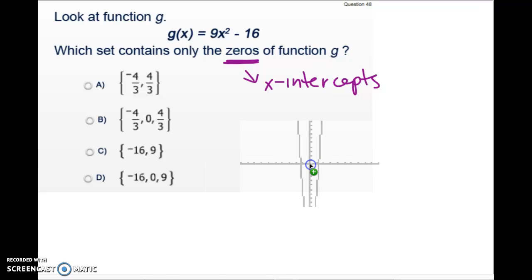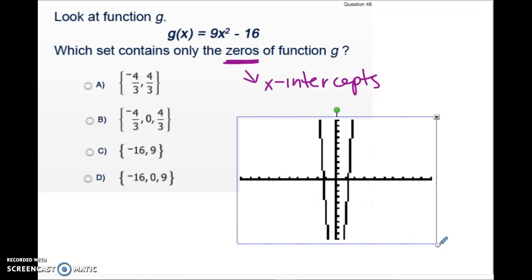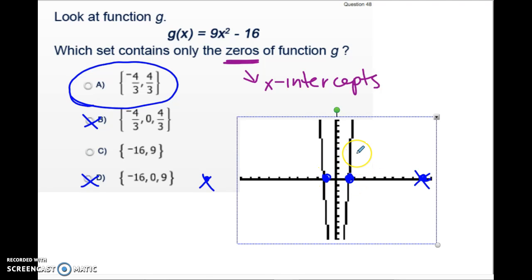So let's just narrow down some choices right off the bat. So I can already tell that this has 2 zeros, 1, 2. So D is out because there's definitely not 3, and B is out because there's definitely not 3. Now, between A and C, C is telling me I have a 0 all the way over here at negative 16 and all the way over here at 9. Well, that's not where the x-intercepts are. So that leaves A as our correct answer at negative 4/3, which would be right here, and 4/3.